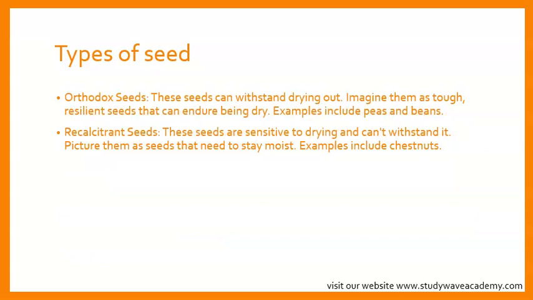We also have the orthodox seeds. These seeds can withstand drying out. Imagine them as tough, resilient seeds that can endure being dry. Examples include peas and beans. Okay, orthodox seeds. These seeds are tough and can handle drying out. Imagine them as resilient seeds. Do you understand? Like beans, peas. Okay?